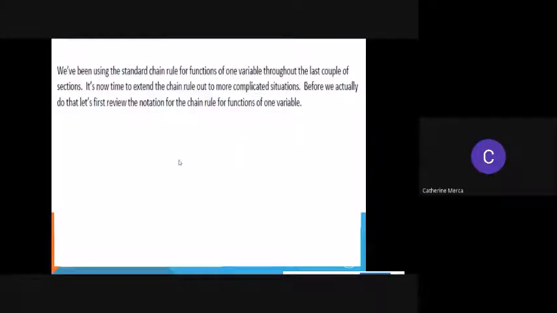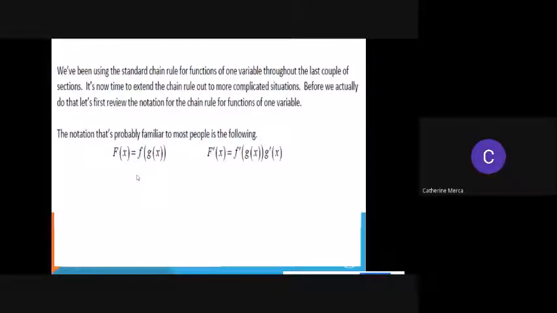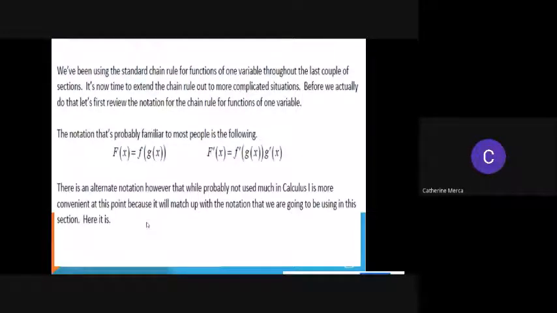So let's review the notation. For one variable, we have that. You are familiar with that one from Math 060. dy/dt is the derivative of y with respect to x, times dx, the derivative of x with respect to t. That is, if you have a function f of x and a function g of t.